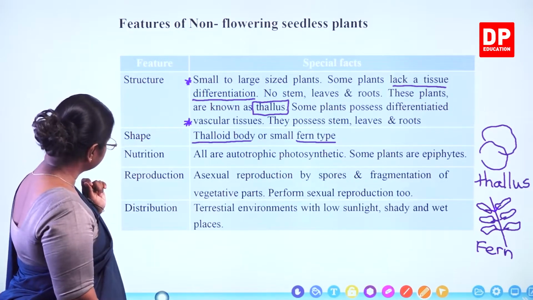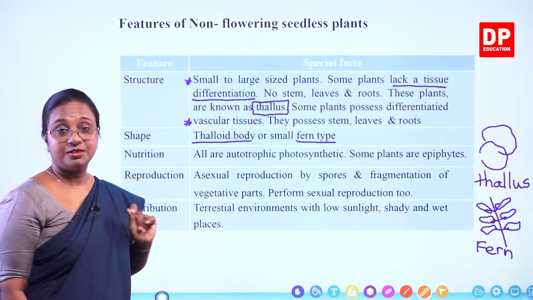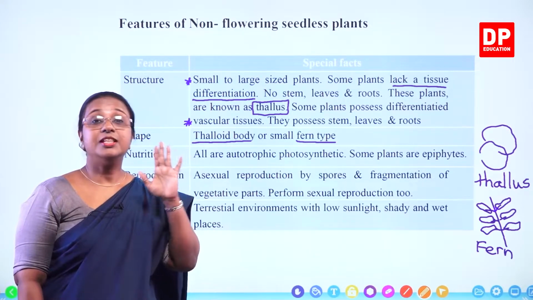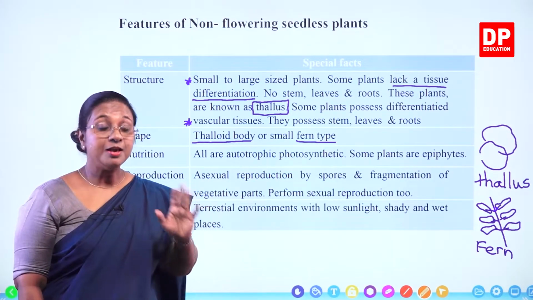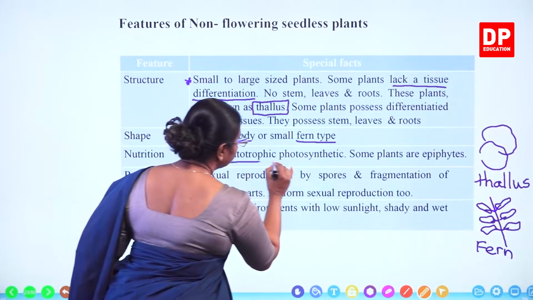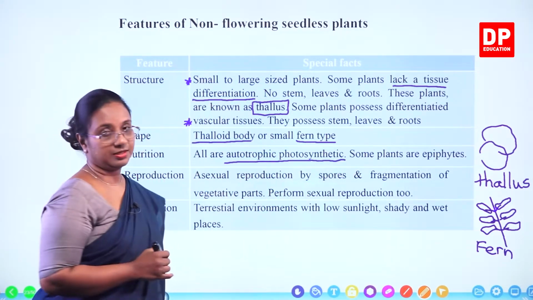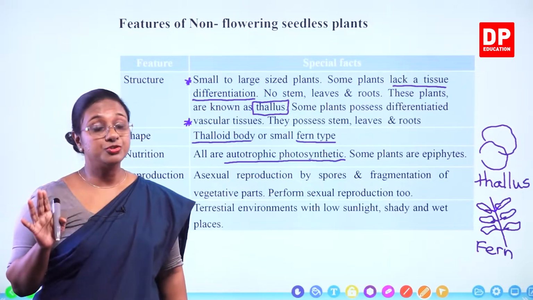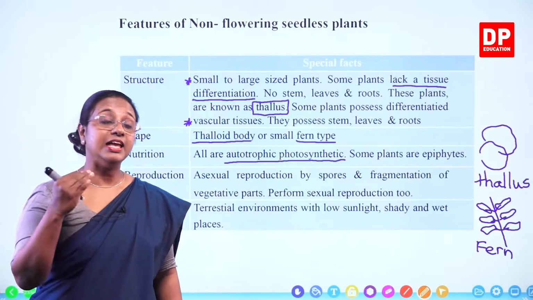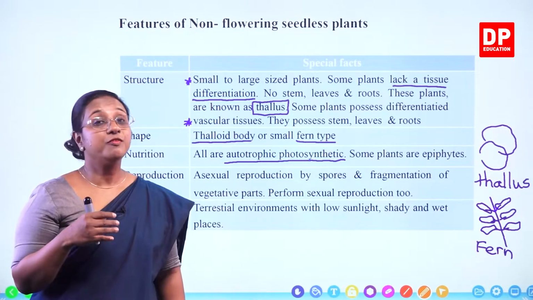If we go to the next point, that is nutrition. Now all these are plants. We discussed before also, they all have the pigment chlorophyll. Because of that, they can do photosynthesis. So they are autotrophic, photosynthetic. Autotrophic, they can produce their own food and they do this by the process of photosynthesis.